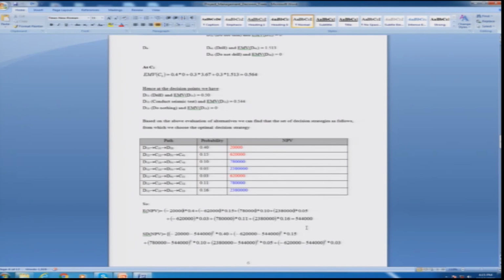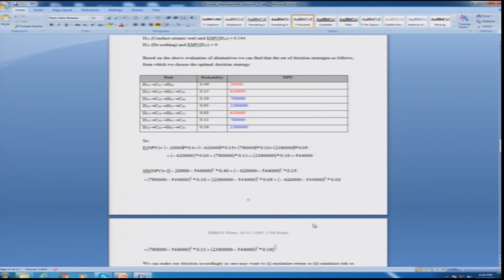Based on the above evaluation, the set of decision strategies can be found as follows. This gives you the probabilities, and the values in the negative and positive sense are given in the red and the blue color. So, the expected value: if you follow any arm D12, C21, D22, the probabilities are given from the tables, and the net present values are already there. Once the net present values have been found considering the calculations you have already done, the expected value can be found as 544,000, that means positive.